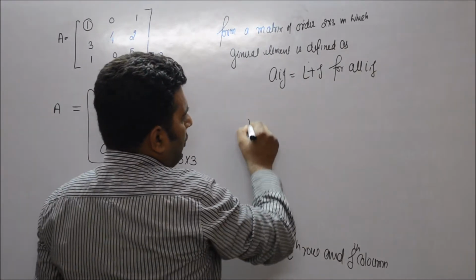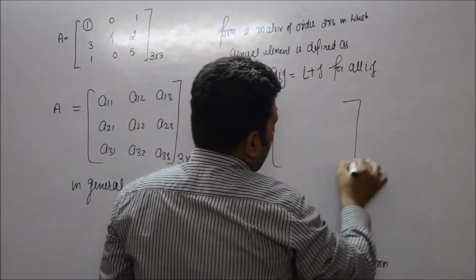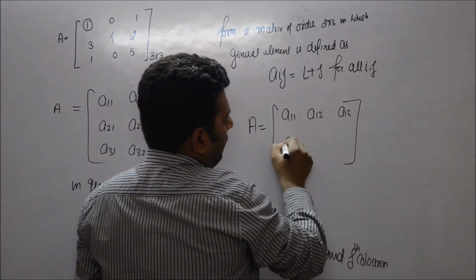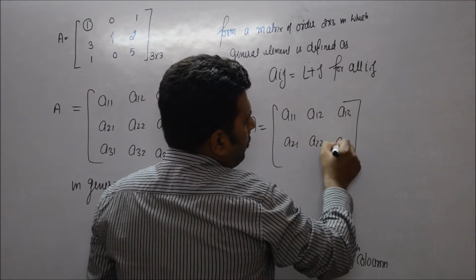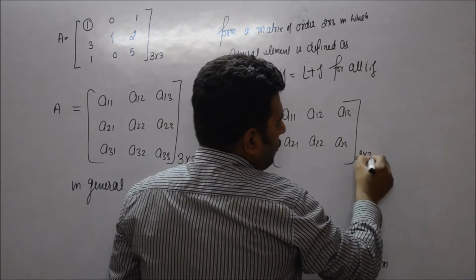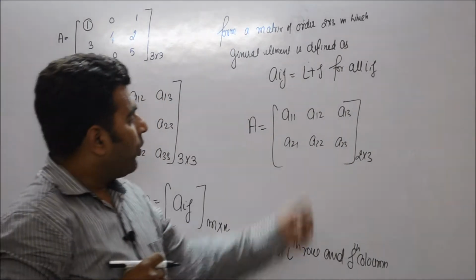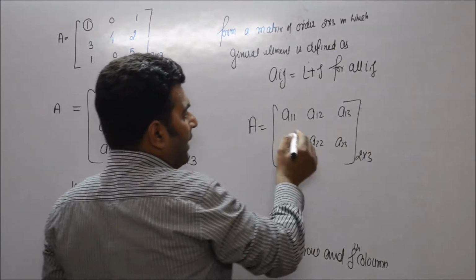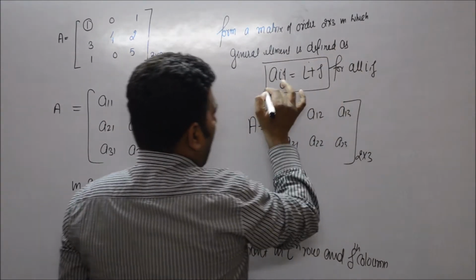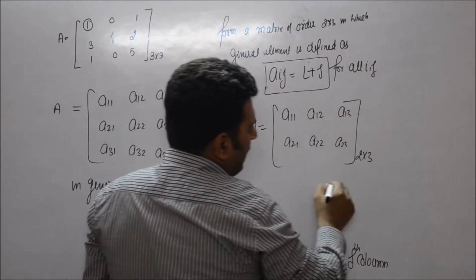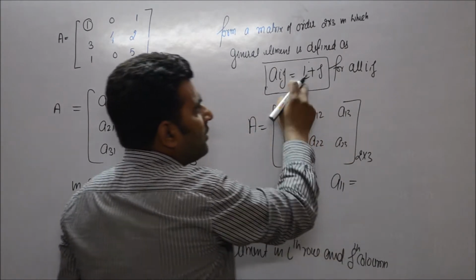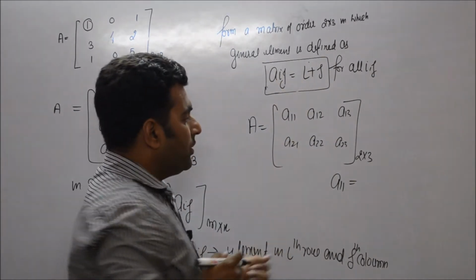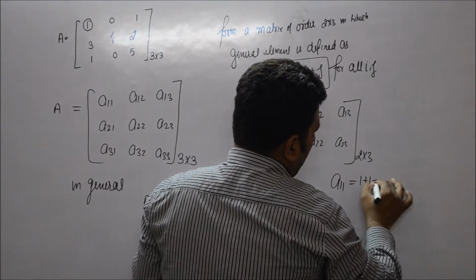So if I write matrix of order 2 by 3 in terms of positions, then I can write a11, a12, a13, a21, a22, a23. So this is a matrix of order 2 by 3. Now question arises, what is a11, a12, a13, a21, a22 and a23? For finding out these elements, I will use this definition. So if I need a11, then in this definition I will put i equals to 1 and j equals to 1. This is 1 plus 1, it will give you 2.